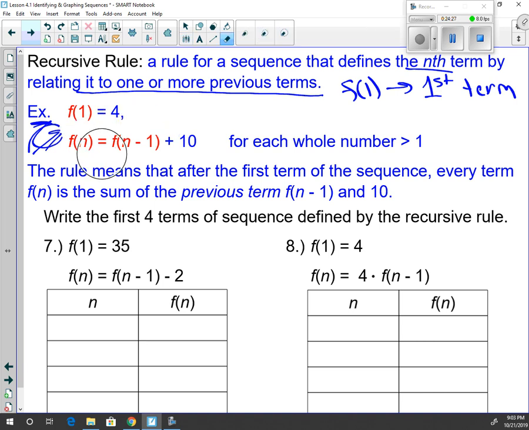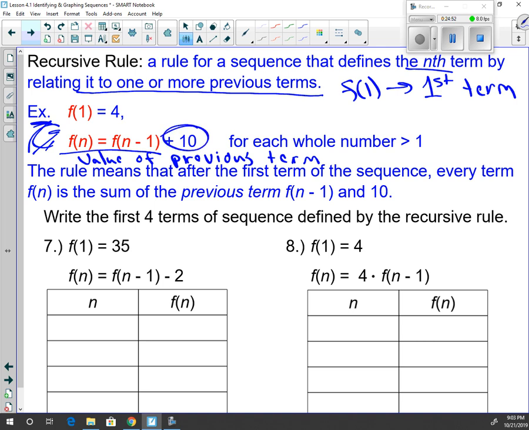So if that was maybe a little bit confusing, here's really all you need to know. All this means is value of previous term, which is the first term, right? Value of the previous term. And then what do we do to it? We add 10. So that's how we build our sequence.